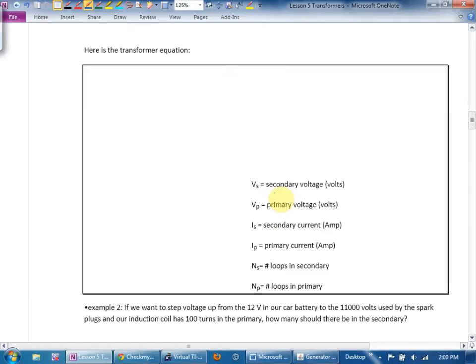Here is the transformer equation. Turn the page if you haven't already. Don't write this down yet. I'm going to do it as three separate equations, and then I'm going to combine them. If you divide your primary voltage by your secondary voltage, that's going to give you the same answer as the number of loops of wire in the first solenoid divided by the number of loops of wire in the second solenoid. Also, the voltage ratio will give you the current ratio, its opposite.